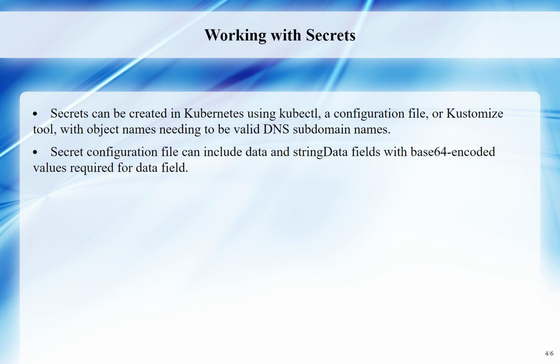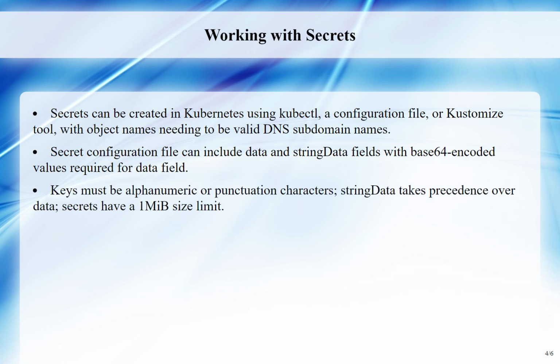The configuration file for a secret can include the data and/or stringData fields, with values in the data field needing to be base64 encoded strings. Alternatively, the stringData field accepts arbitrary strings as values. Keys for both data and stringData must consist of alphanumeric characters, dashes, underscores, or dots. In case of conflicts, the value specified in the stringData field takes precedence. Secrets have a size limit of 1 MB to prevent exhaustion of API server and kubelet memory.